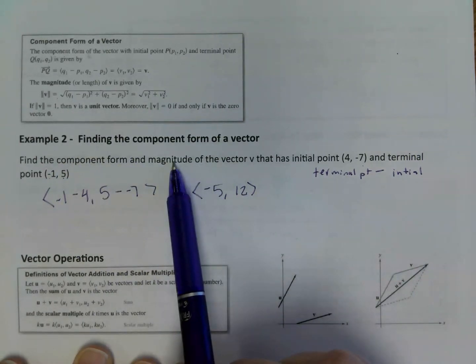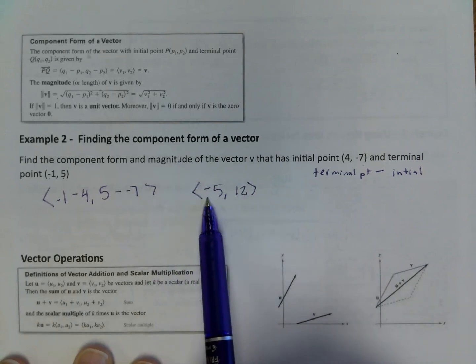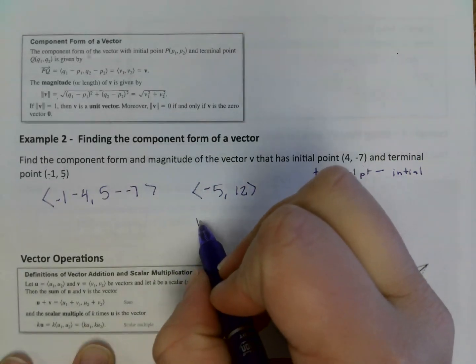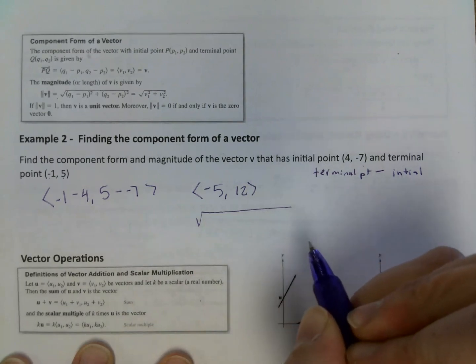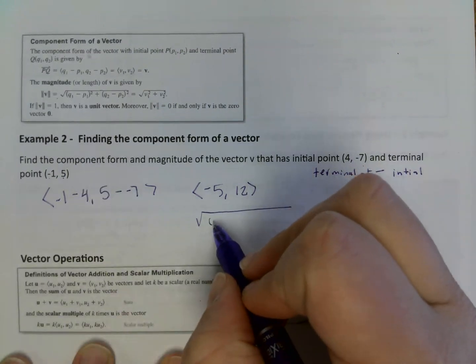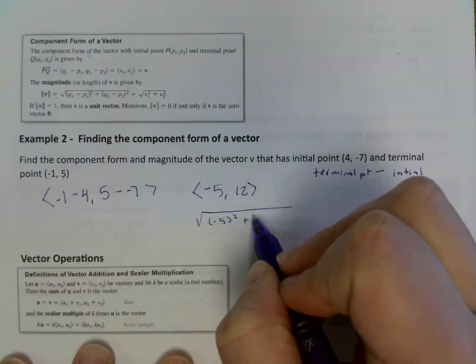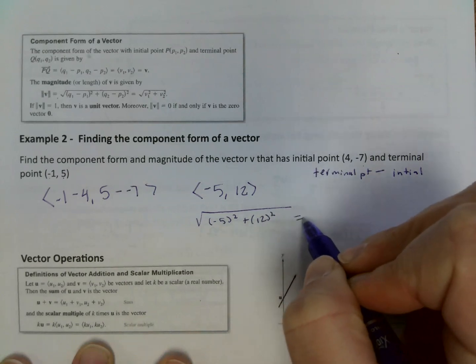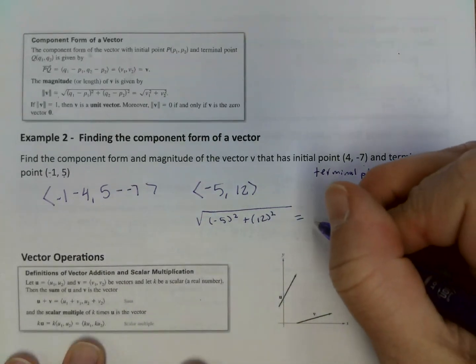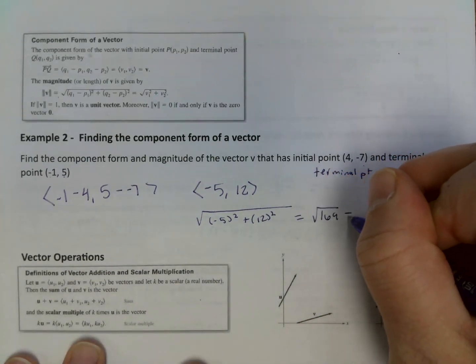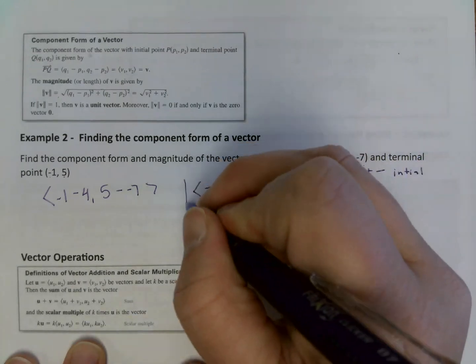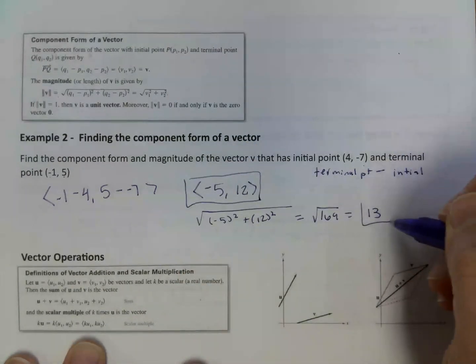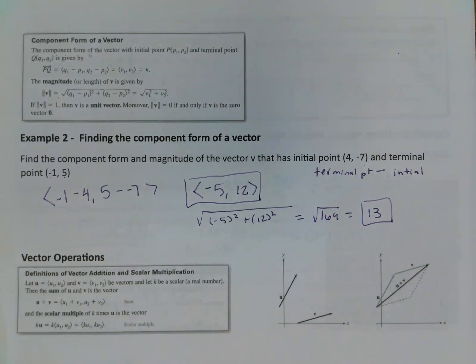Now I'm also asking for magnitude. Since I already have the component form, this is where we can take the square root of -5 squared plus 12 squared, and the square root of that would be the square root of 169, which would be equal to 13. So here's my component form, and here is my magnitude. Now we have vector operations. So let's say we have these two vectors, vector u and vector v.